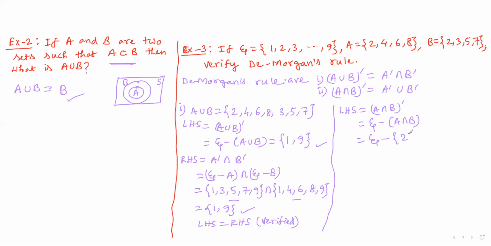Common part is 2. Now from the xi, you have to remove 2. So what are the remaining part? Remaining part is 1, 3, 4, 5, 6, 7, 8, 9. So this is the left hand side portion. Now I will calculate the right hand side portion.